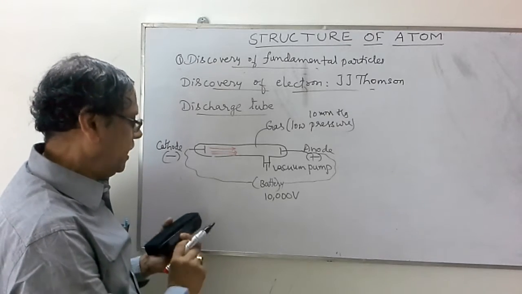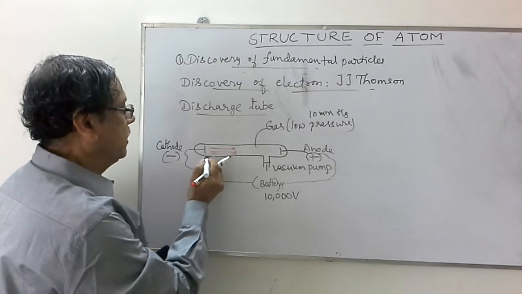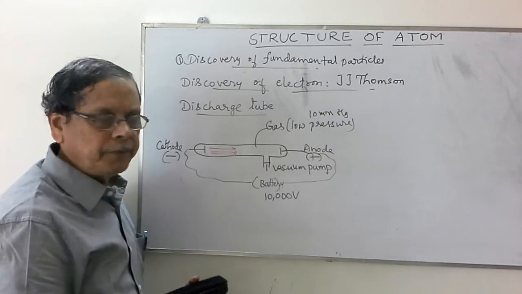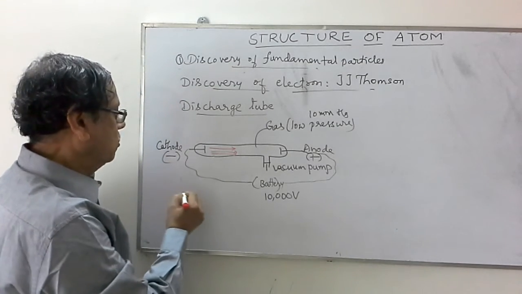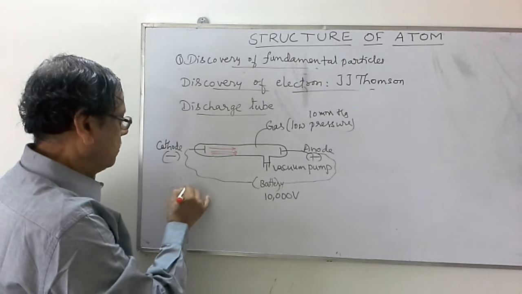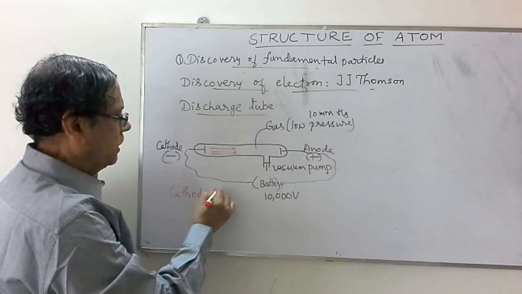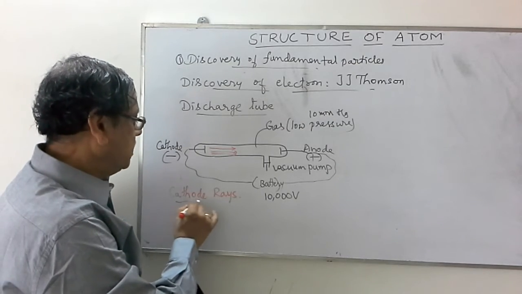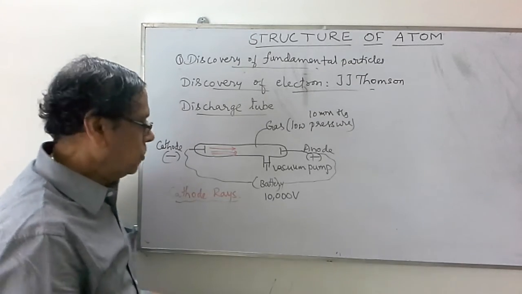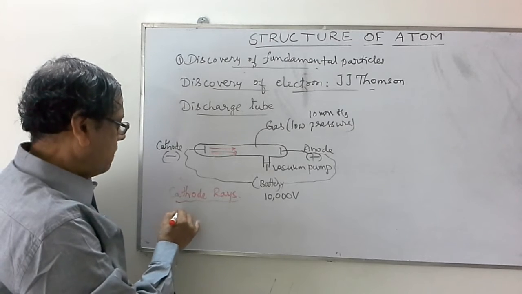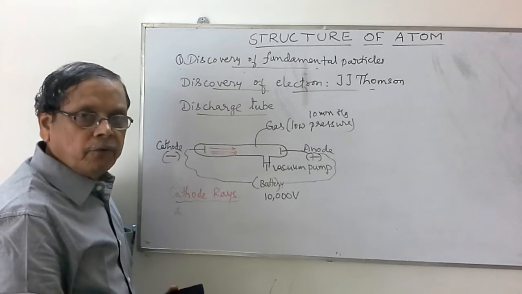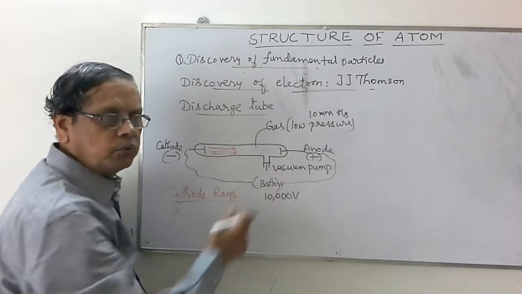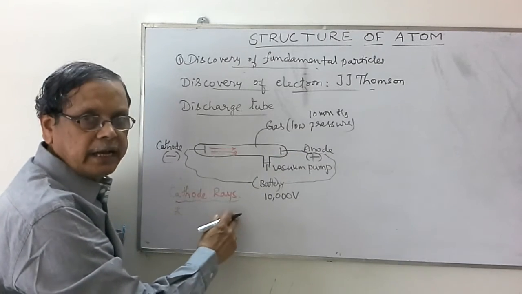So we can write these radiations like this. We observe that the radiations are emitted from the cathode moving towards the anode. Since they are emitted from this cathode, they are named as the cathode rays. There are some characteristics for these cathode rays. So those characteristics are, the first one, when we consider these cathode rays, they are moving from cathode towards the anode in a straight line.